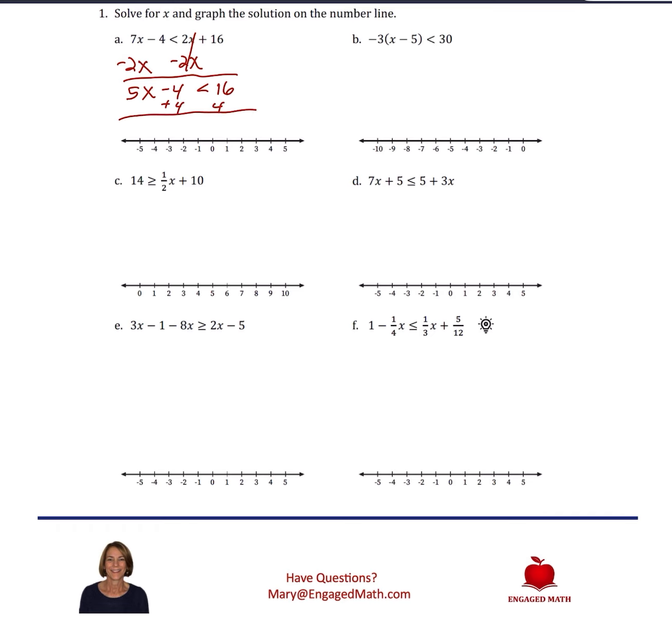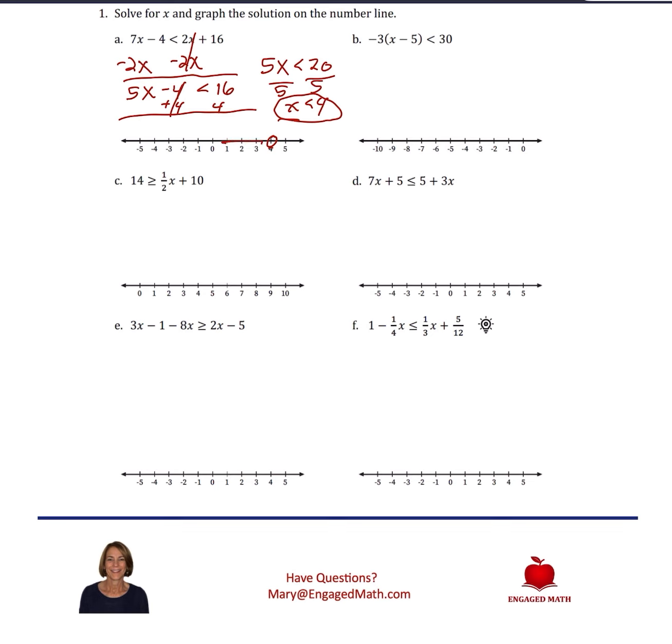All right, so when we do that, we now have 5x, the negative 4 and the 4 cancel, so we now have 5x is less than 20. Divide both sides by 5, and x is less than 4. So then on our number line, we're going to put a little open circle at 4. The reason it's an open circle instead of colored in is because we don't want to include the value of 4. X is less than 4.